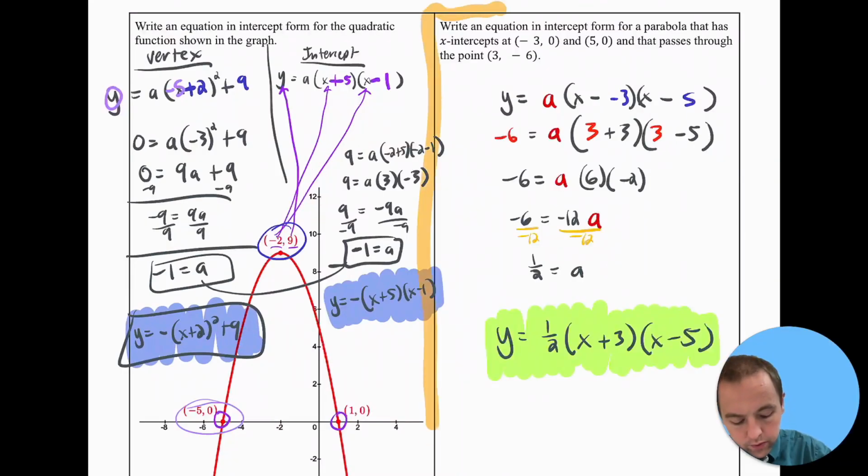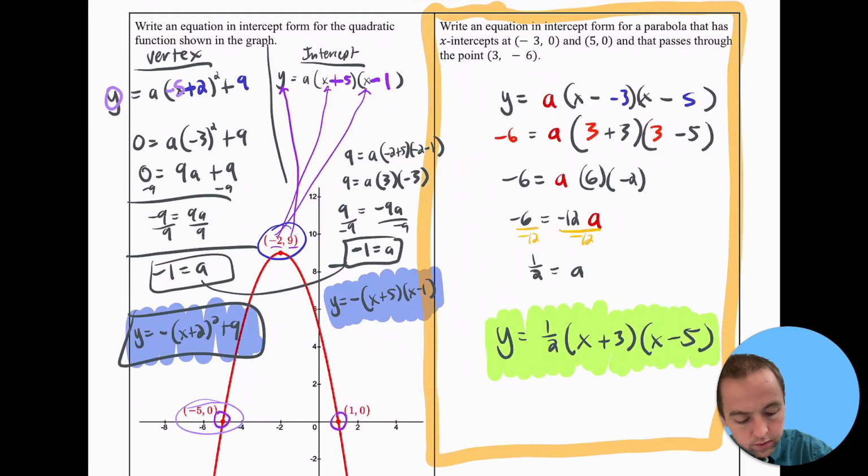For this problem right here, I've worked through it all. Try it on your own first to see if you can get it figured out, and then after you've done so, you can check through the work that I have right here to make sure that you are understanding what's going on in terms of writing that quadratic function.